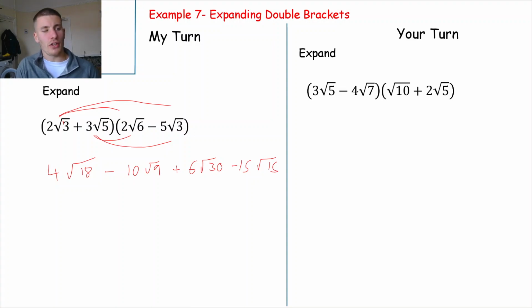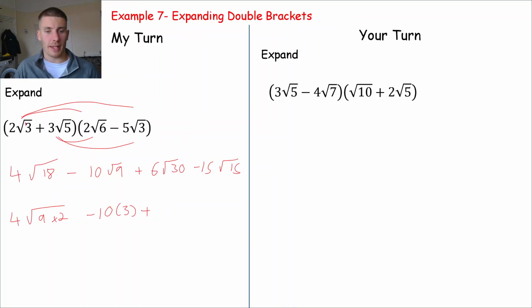Now, if you can, you've got to simplify the surd parts if you can break them down, which with root 18 we can do. So we've got 4 times the root. Root 18 you can write as 9 times 2, which is good because 9 we can break down because it's a square number. Root 9 here is simply equal to 3, so it's going to be take away 10 times 3, plus root 30, you can't simplify it down any further, so keep it as that.